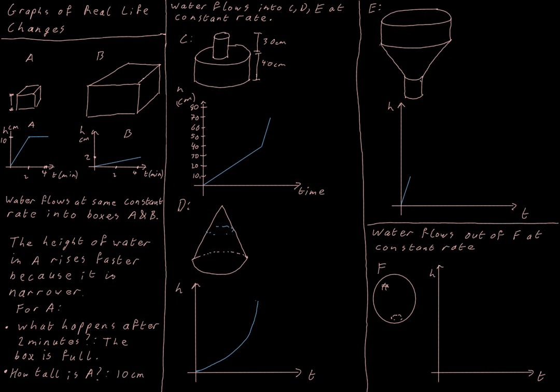But then once we get past this section, we start to get wider. So what's going to happen there? Well, as time goes on, we're going to have a wider and wider section to fill, so the height is going to gain slower and slower. So it's going to taper off. And then when we get up to this section here, it's not going to get any slower anymore, but it's going to increase quite slowly.